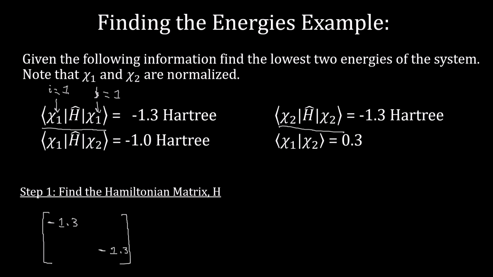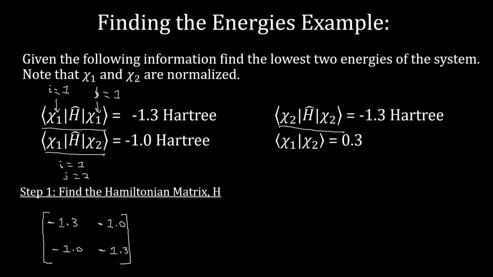And finally, we're given chi1 Hamiltonian chi2. So this is going to be i is equal to 1, j is equal to 2. So that's going to be row 1, column 2, or negative 1.0. And we know that the Hamiltonian matrix always needs to be symmetric about the long diagonal. So we know in the bottom left, we also need a negative 1.0.